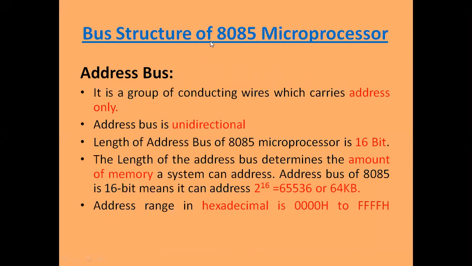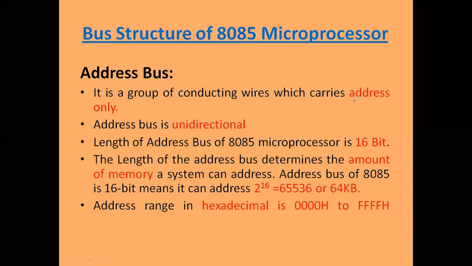Now, what is the meaning of address bus? The address bus basically carries the address. This is the basic function of the address bus. Next, the address bus is unidirectional. What does this mean? Unidirectional means it is always in one direction. It is always from the microprocessor to the peripheral, because addresses are generated by the microprocessor.